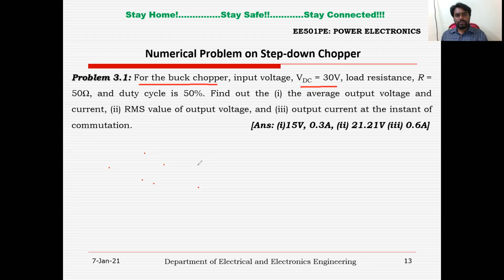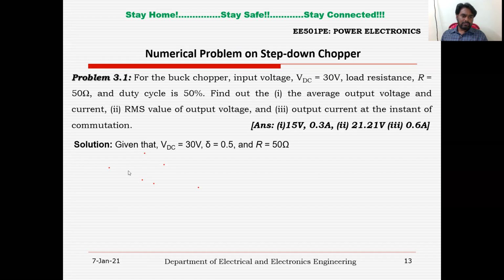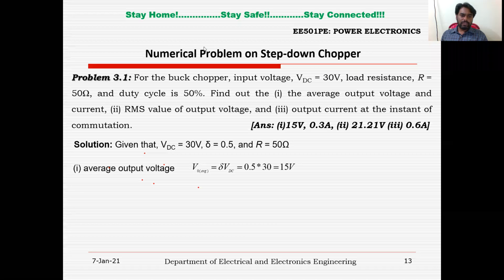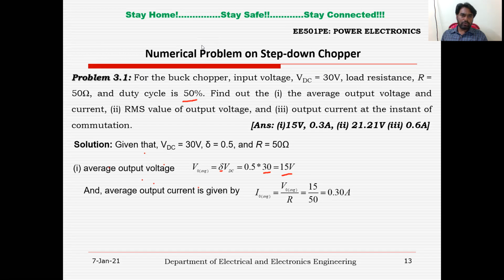Just now we have derived the expression for the output voltage, right? So these are the given parameters. We know that the average output voltage equals delta times VDC. So delta is 50%, 0.5, into VDC is 30, which gives the average output voltage as 15 volts. Average output voltage divided by the load resistance will give the average output current. You can find it as 0.3 amps.